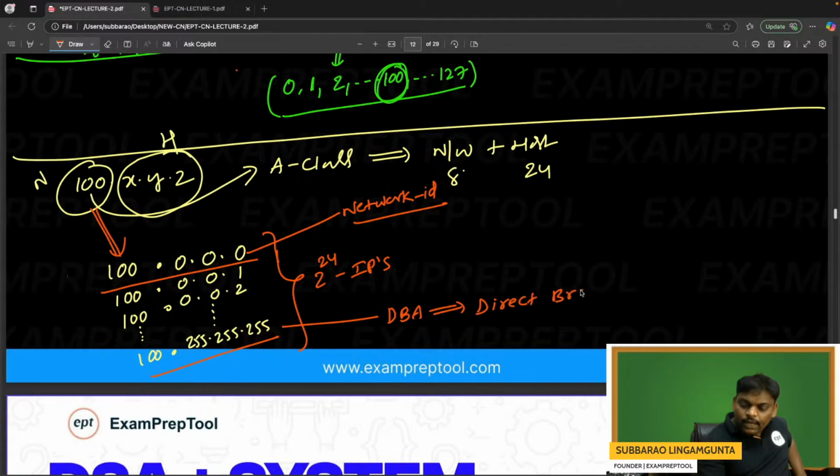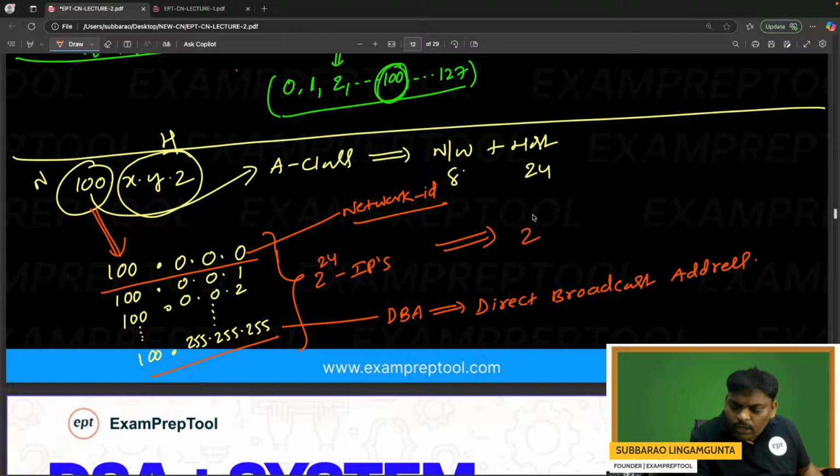Direct broadcast address. Remember, these are the special addresses. Out of 2 power 24 IPs, one IP for special purpose, network ID purpose. One more IP for special purpose, DBA purpose, direct broadcast address. If you observe, remaining, 2 power 24 IPs are there in total, but 2 for special purpose. 2 power 24 IPs minus 2, right? These are for host purpose.